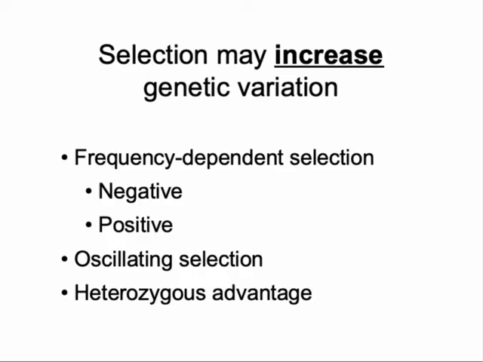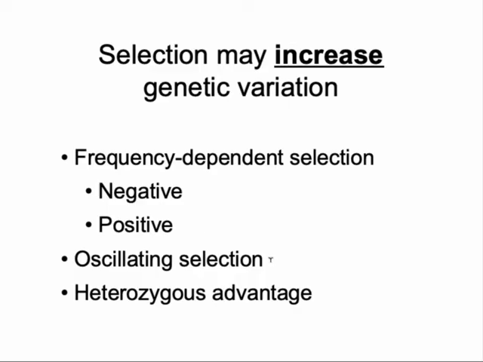Up to this point, we've been looking at examples in which selection mostly narrows down the variation or moves the genetic variation in one direction or the other. But there are cases in which selection increases genetic variation. Ways in which this happens are frequency-dependent selection. Negative frequency-dependent selection is when you're too common, you're less likely to reproduce. And positive frequency-dependent selection is when you're too common, then you're more likely to reproduce.